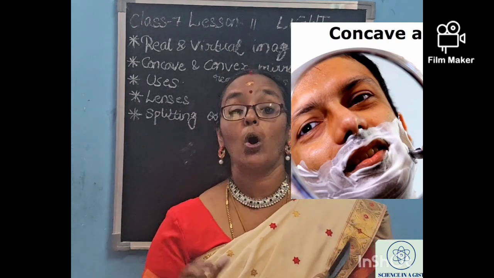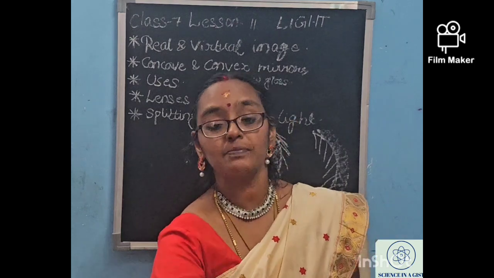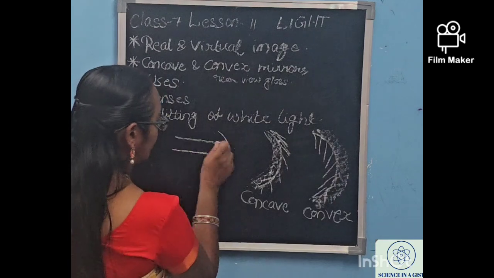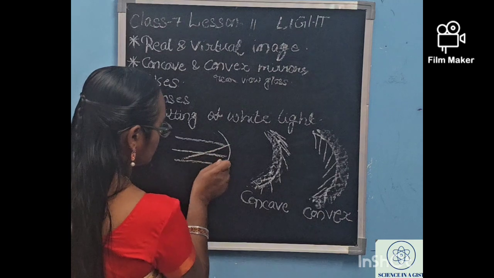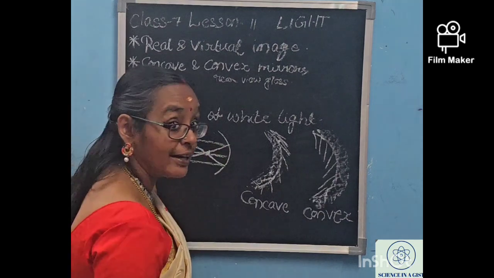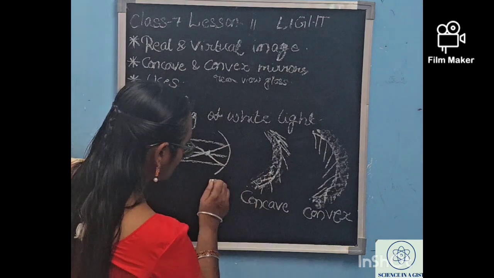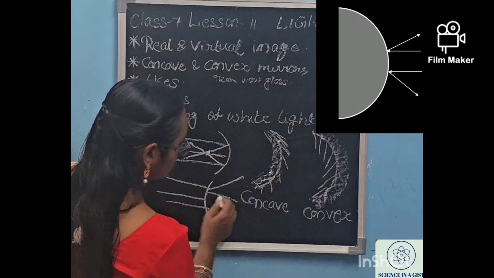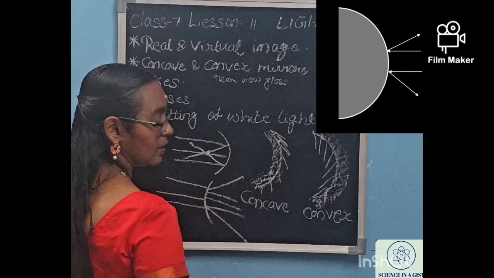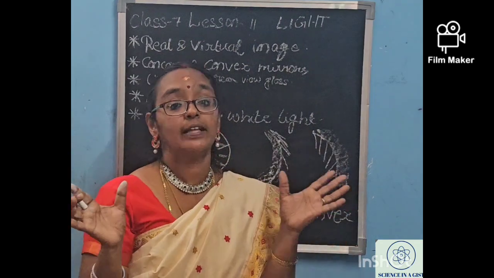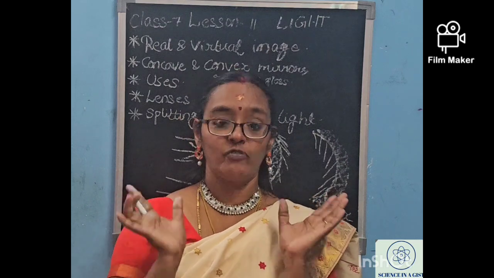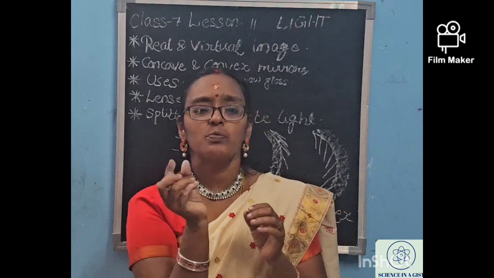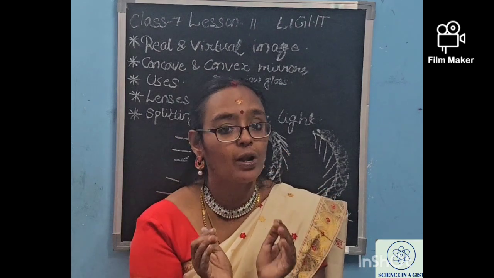And what about the convex mirrors? Convex mirrors are diverging mirrors. In the concave mirror, when the light falls, it will converge and give a magnified image, while in the case of convex mirrors, when the light falls, it will diverge. Diverging of the light happens in the case of convex mirrors. So convex mirrors always give a small image. The image will be much smaller than the object.